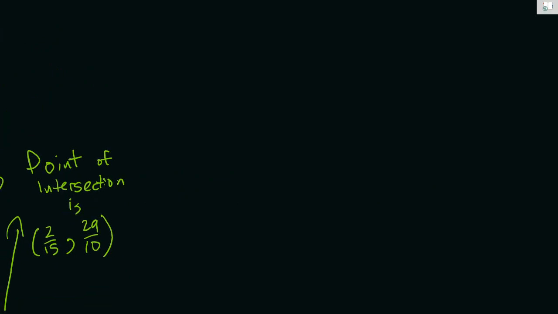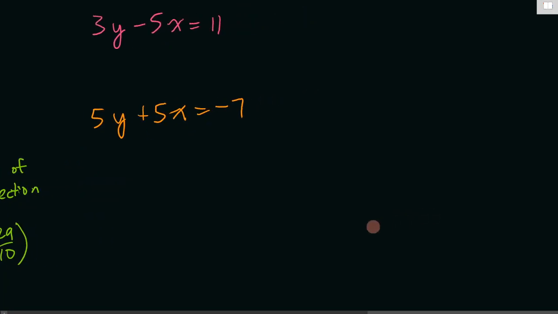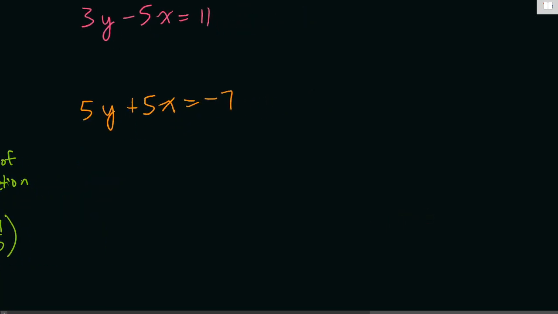This is one that's going to look ugly, but it's actually a lot easier than the question we just did. 3y minus 5x equals 11. And I'll leave a bit of space. 5y plus 5x equals -7. So again, our variables aren't isolated for y or x, but if you notice, there's 5x in the pink equation, and there's 5x in the orange equation.